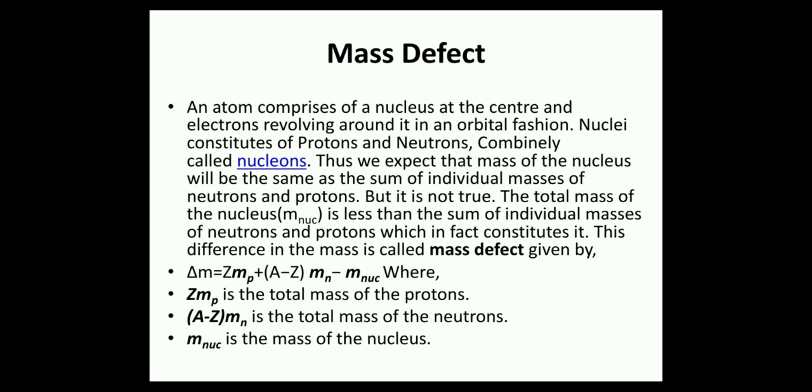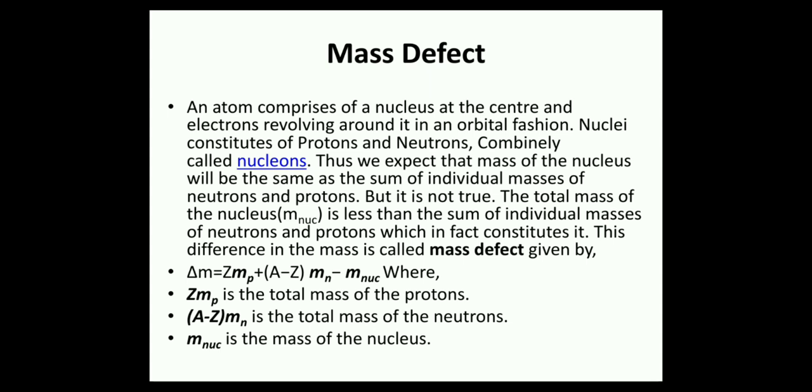Mass defect. An atom comprises a nucleus at the center and electrons revolving around it in orbits. Nuclei constitute protons and neutrons, combinedly called nucleons. Thus, we expect that the mass of the nucleus will be the same as the sum of individual masses of neutrons and protons. But it is not true.